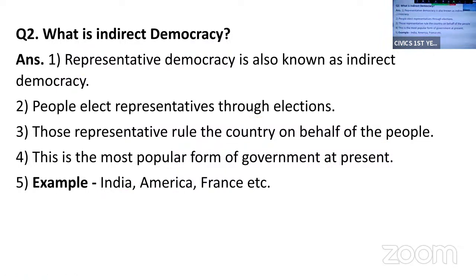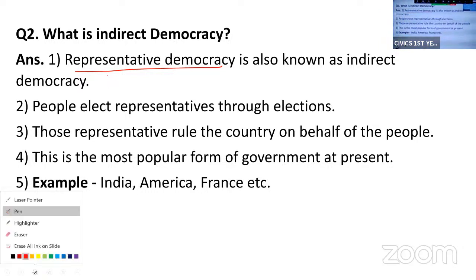So what is indirect democracy? It is also known as representative democracy. Please keep these words in your mind. Indirect democracy is also known as representative democracy. Okay. Examples you can give: India, America. Any two examples are enough.